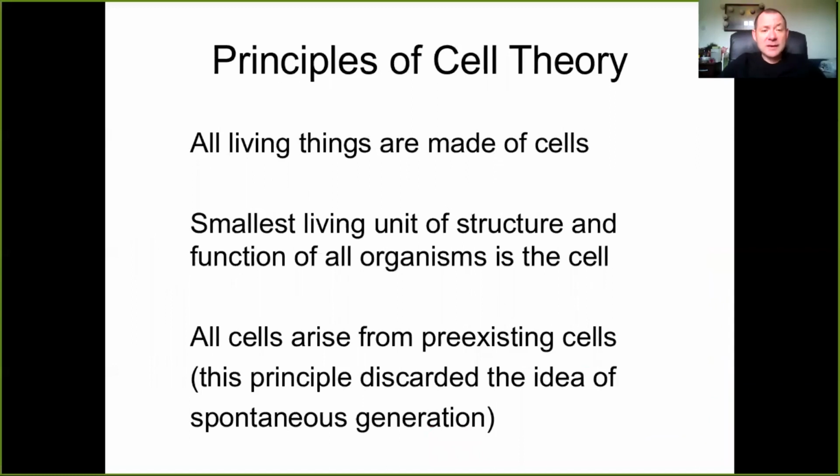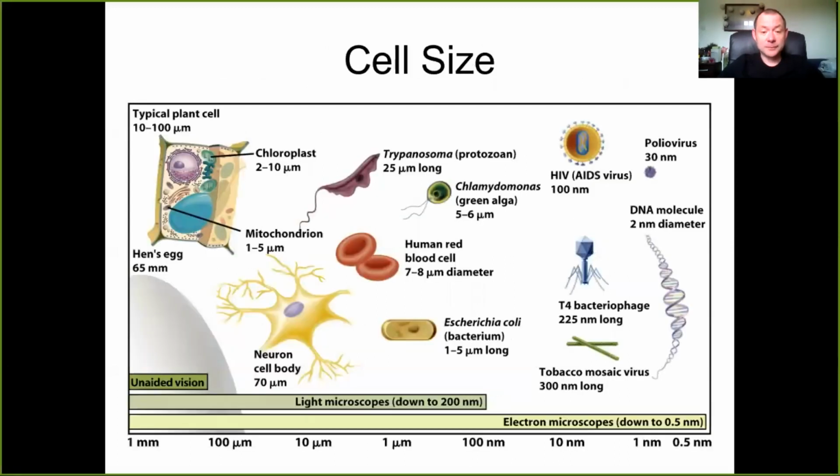All living things are made of cells. Smallest living unit of structure and function of all organisms is the cell. All cells arise from pre-existing cells. This principle discarded the idea of spontaneous generation, which I discussed a moment ago.